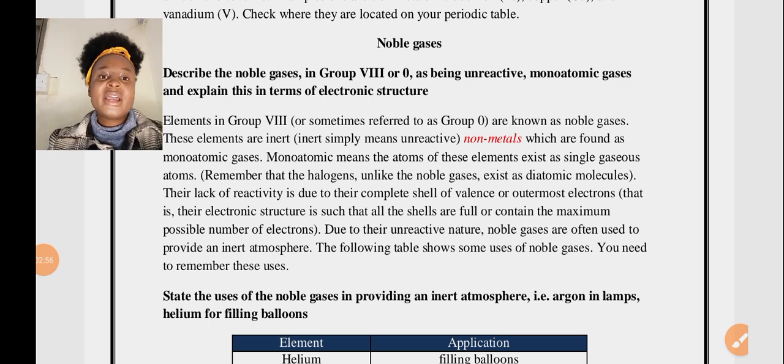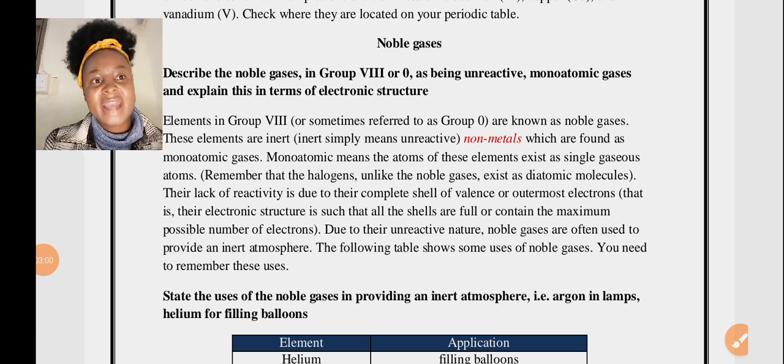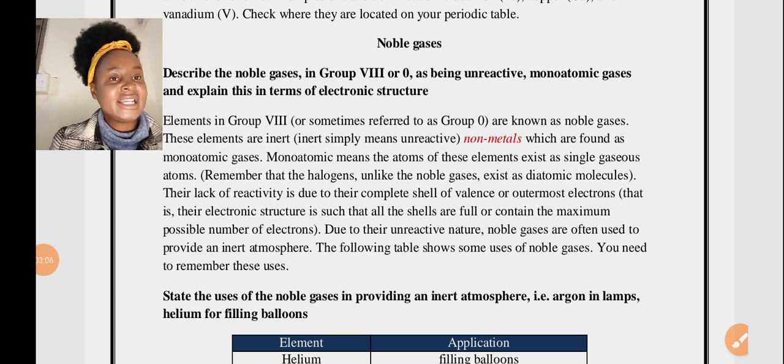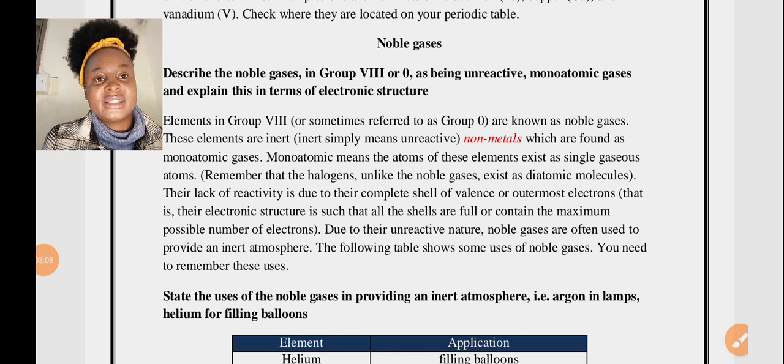So elements in group 8, they are non-metals, they are non-reactive. The reason why they are not reacting, they have got a full outer shell. They don't need to donate anything, neither do they need to receive anything altogether. So remember, for example, we've got halogens. Unlike noble gases, they exist as diatomic, but the noble gases, they are monoatomic, they are one.